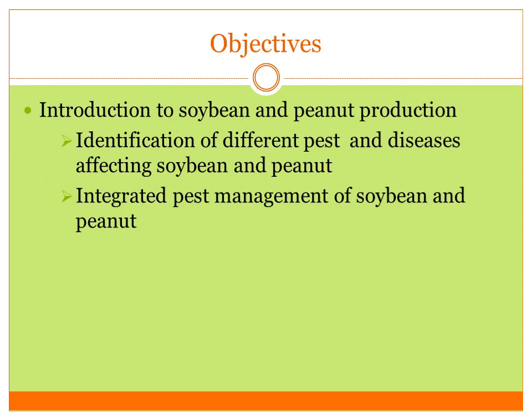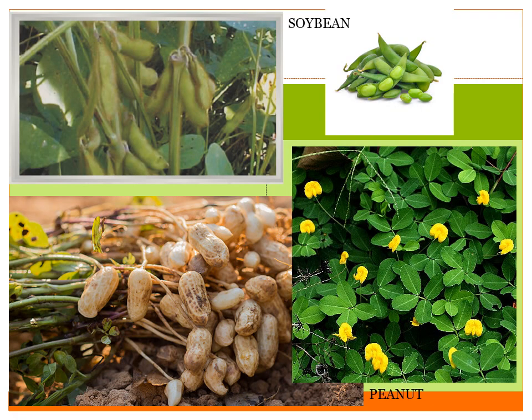Before we continue further, these are our objectives. In the introduction to soybean and peanut production, the identification of different pests and diseases affecting soybean and peanut, and also the integrated pest management of it. This shows on the upper photo is the soybean and the lower photo is the peanut.